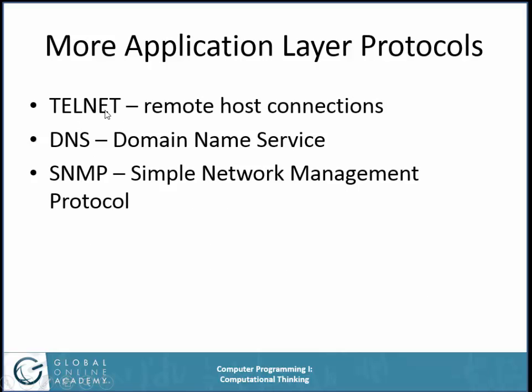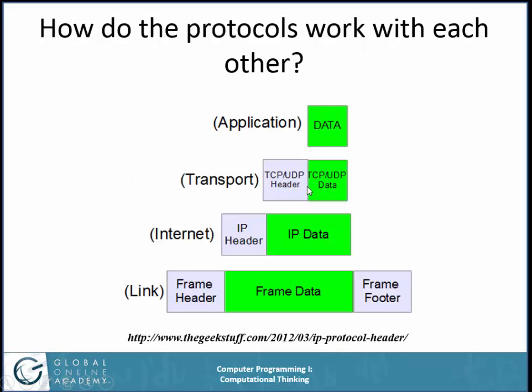Some others, Telnet, remote host connections. Domain name service is an application layer protocol. Simple Network Management Protocol, SNMP, is one, and so on. There are more. All I want you to know is that they exist. We're not going to do anything with the details. So, how do these protocols work with each other?